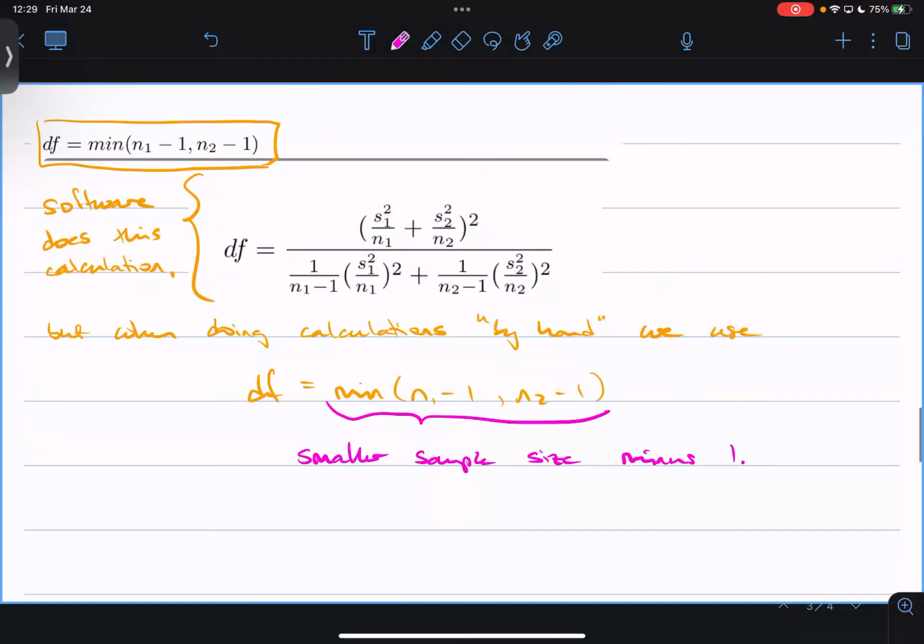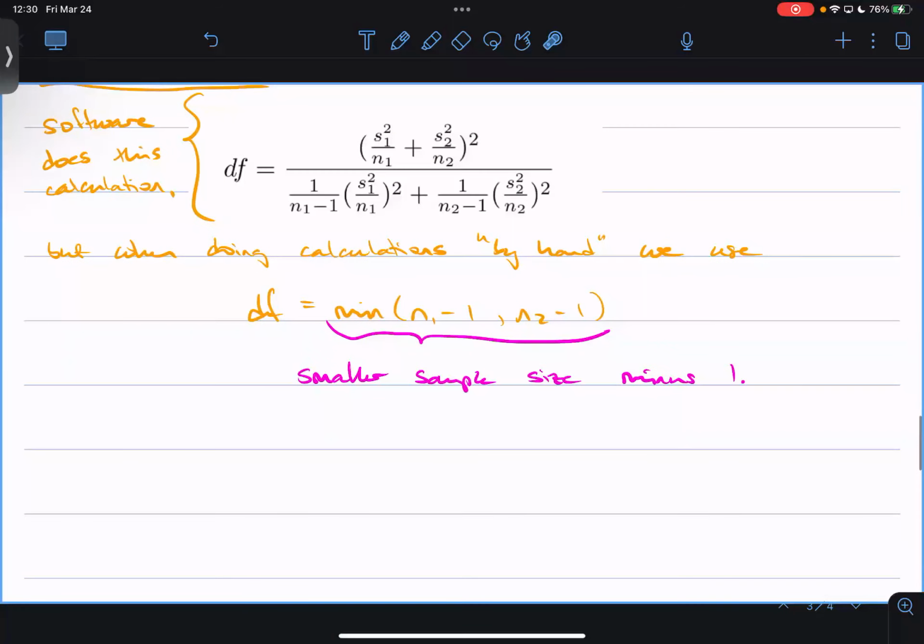But I do get a lot of questions later if you're looking at software output. My degrees of freedom don't match. I know they won't. They can do this relatively easily. It's just the standard deviations and the sample sizes. It's no big deal. But there's a reason it's not on your formula sheet. I don't want you to do it. All right, good. Degrees of freedom, done.